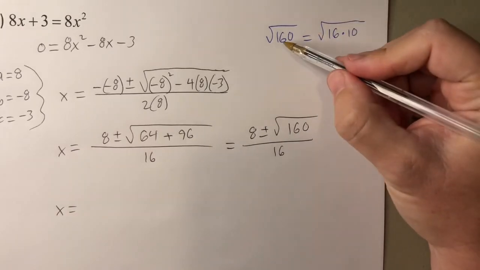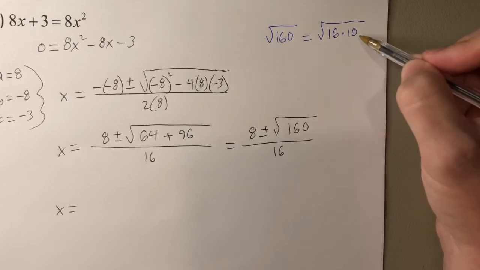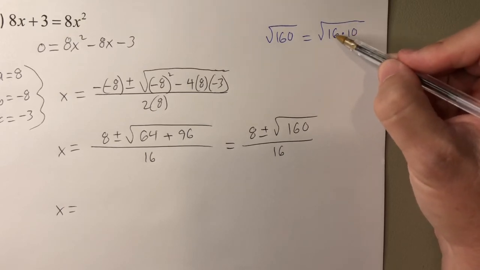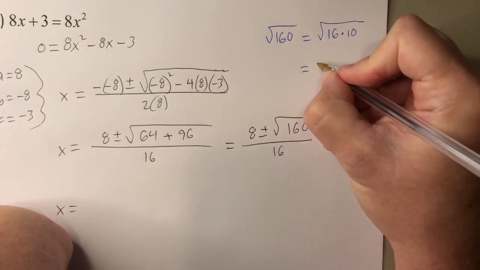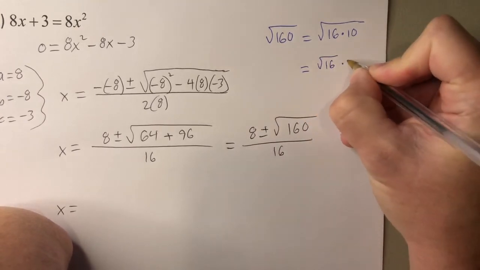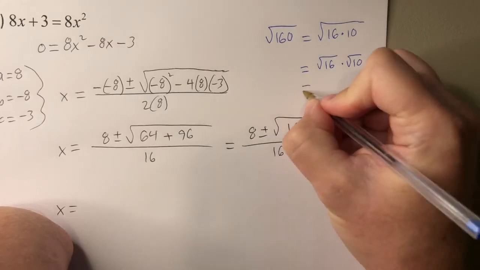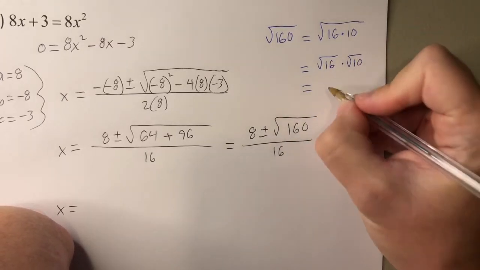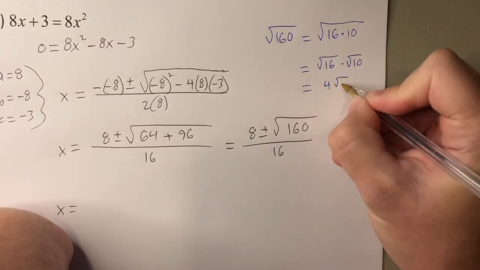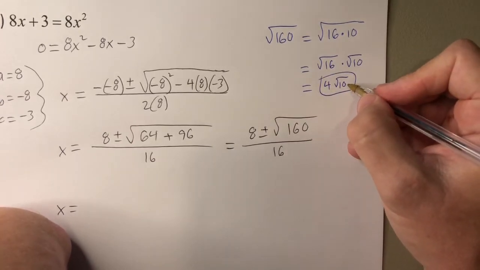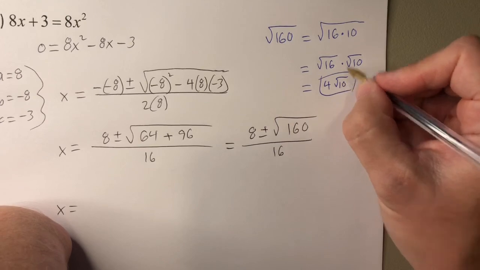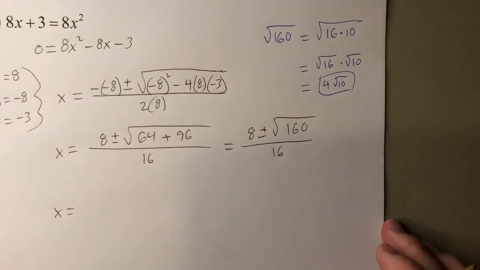Do you agree that 160 is the same as 16 times 10? Do you also agree that 16 is a perfect square? So this really means the same as what? It means the same as square root of 16 times square root of 10, which ultimately means what? Square root of 16 is 4 times that, 4 radical 10. Okay, so 4 radical 10 is the simplest radical form of the square root of 160.